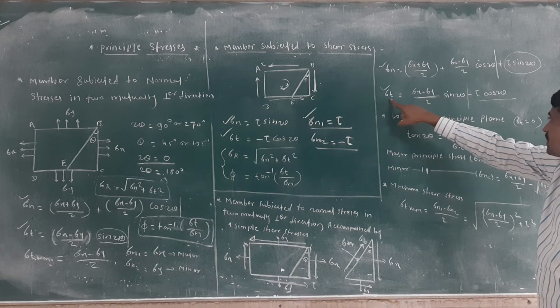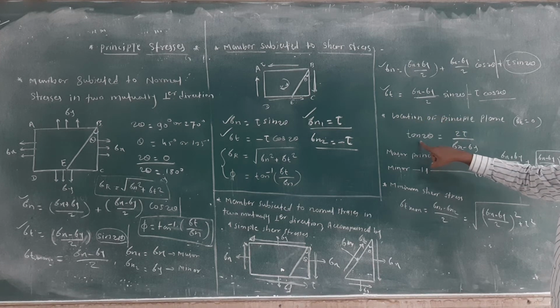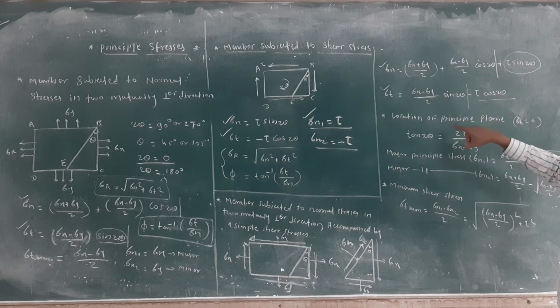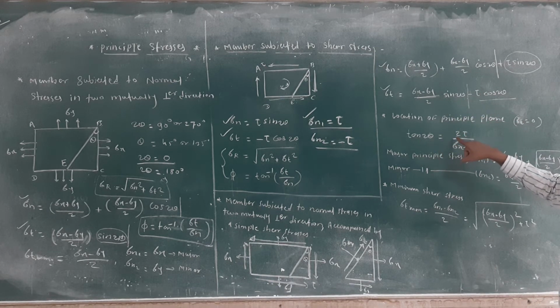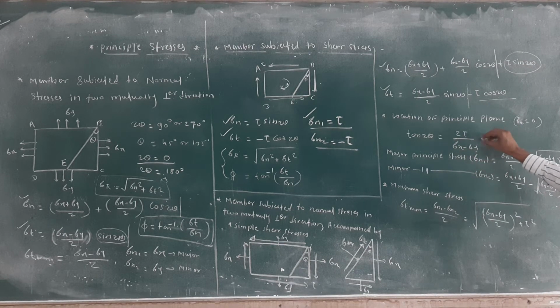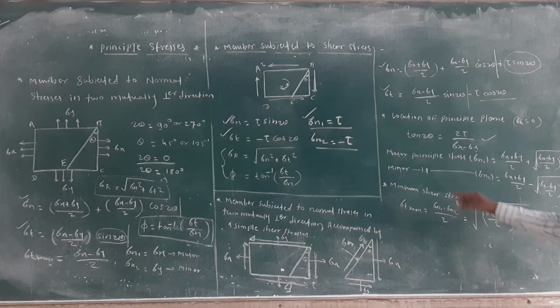If you put 0 here, then you will get sin 2 theta divided by cos 2 theta, which means tan 2 theta, and the remaining value is 2 into tau divided by sigma x minus sigma y. With this formula, you can calculate the location of the principal plane.